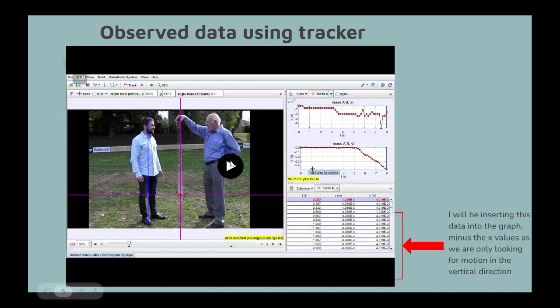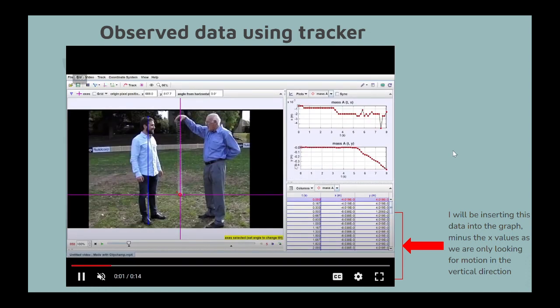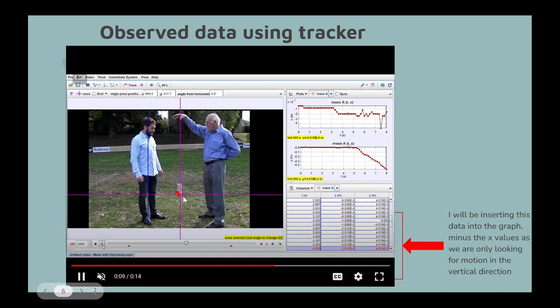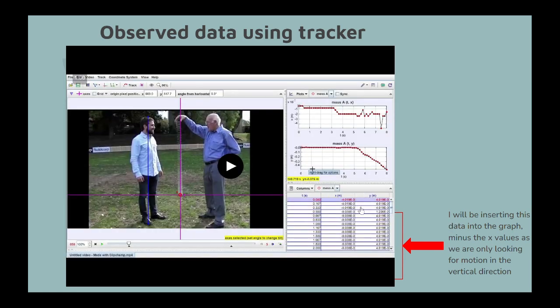So this is Tracker. As you can see, I calibrated down here. I'm just checking the motion of the bottom of the slinky, and then when the top hits it, it goes to the floor. I'll be using these values here, but minus the x values because we don't care about that, we just care about vertical motion.